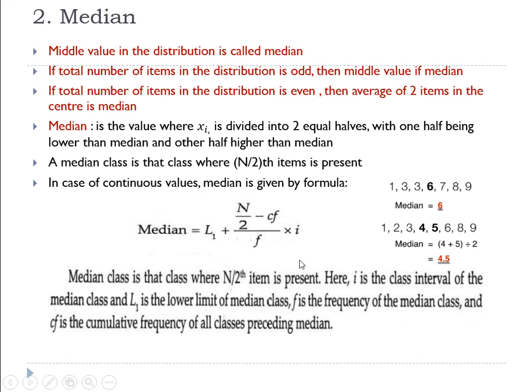In terms of formula, this is how you can calculate the median for your data set: L1 plus (n by 2 minus Cf) by f into i. Here n is the number of observations. Since we are dividing by 2, we take n by 2 items. i is the class interval of the median class, L1 is the lower limit of the median class, f is the frequency of the median class, and Cf is the cumulative frequency of all the classes preceding the median class. So it's enough if you just know this formula.